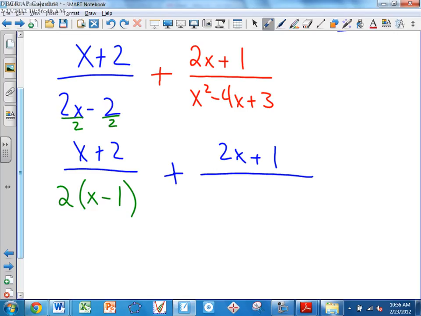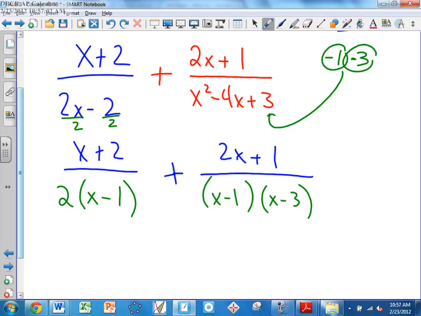Over here, what does this factor into? What are the factors of 3? 3 and 1. And to get a negative sign here, they've got to both be negative. Very good. Because multiplying two negative numbers like these two is what gives you that positive right there.